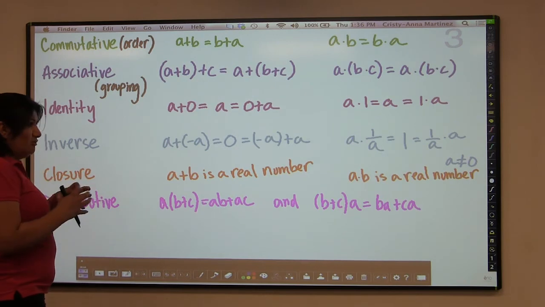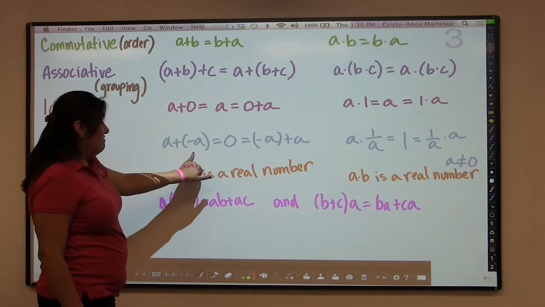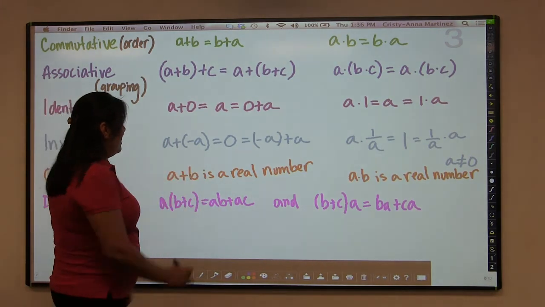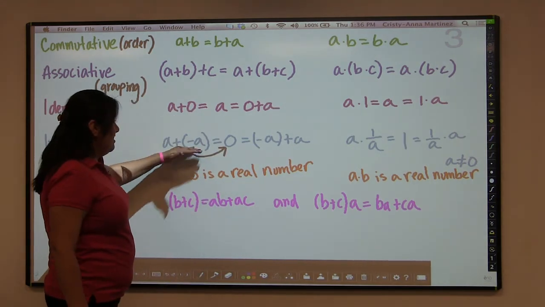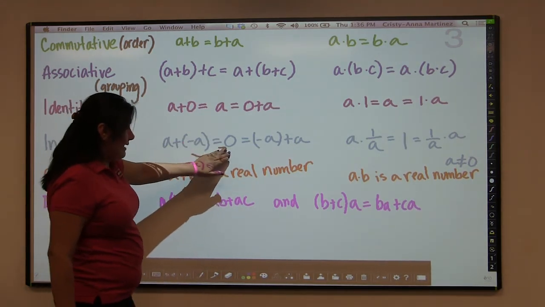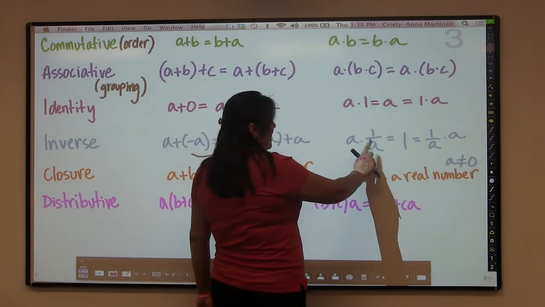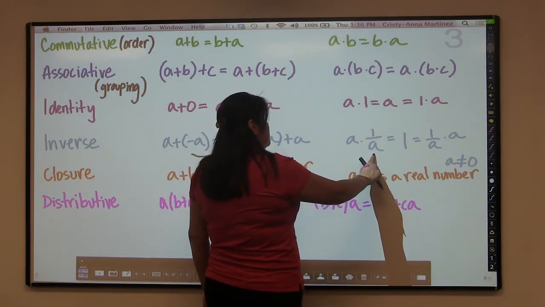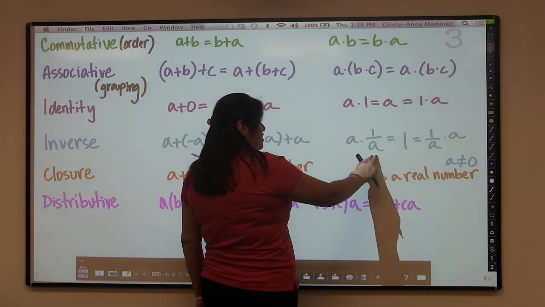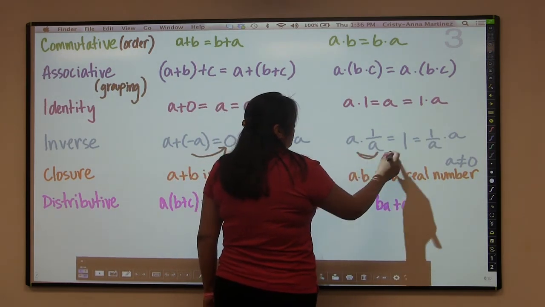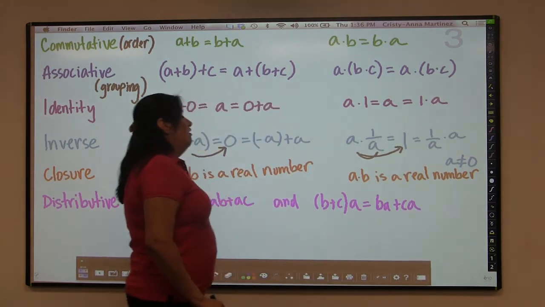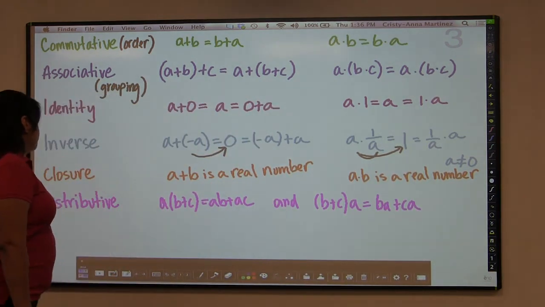When you have 2 inverses together, like A and negative A, and you add them together, you will get 0, which is the identity. So 2 inverses will always produce the identity. And even over here we have A times 1 over A. So the inverse of multiplication is division. So again, 2 inverses are always going to produce the identity, which is 1 for multiplication and division.